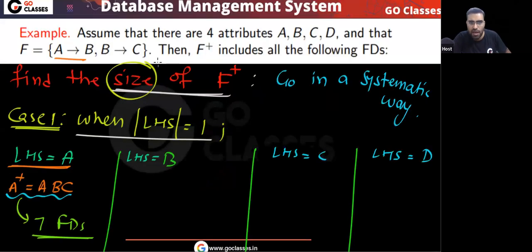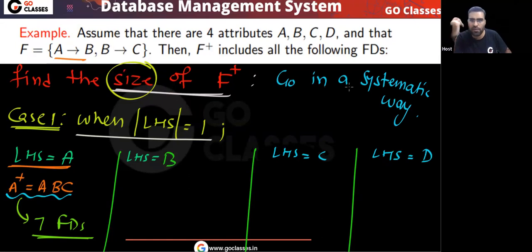See, very simple. I want to find the size of closure of F. This set of functional dependencies is given to you. The question is asking what is the closure of this FD set? Closure means all the FDs which you can derive. From this, what FDs can you derive?